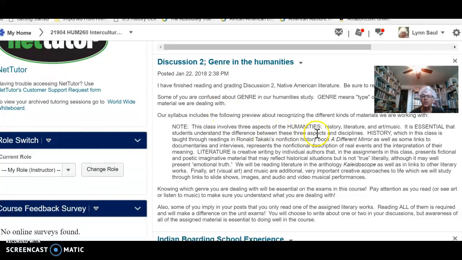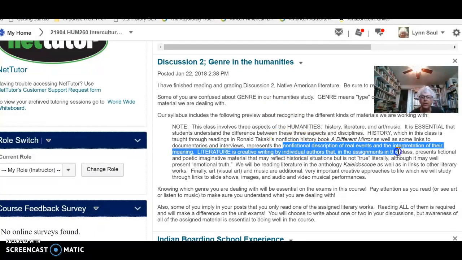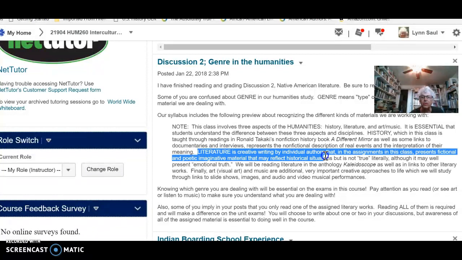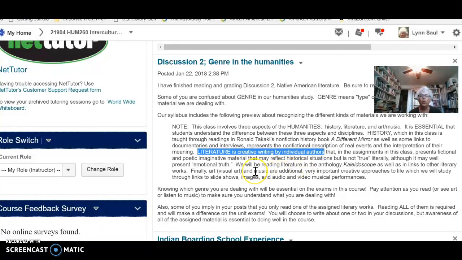This class involves 3 aspects of the humanities: history, literature, and art and music. It is essential that students understand the difference between these 3 aspects and disciplines. History, which in this class is taught through readings in Ronald Takaki's nonfiction history book, A Different Mirror, as well as some links to documentaries and interviews, represents the non-fictional description of real events and the interpretation of their meaning. Okay, so that's history. Literature is creative writing by individual authors, and we're looking at how they reflect historical situations, but they're not historical.